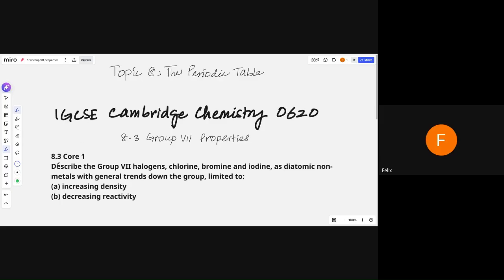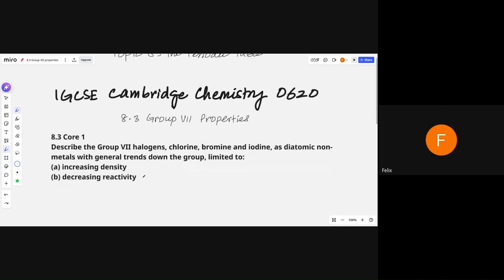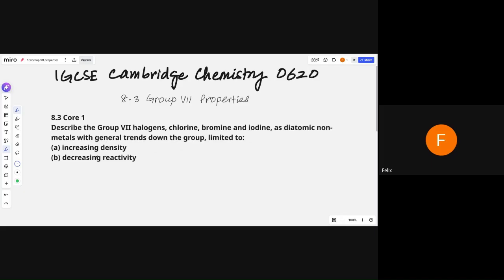In this topic, we do not have any topic related to the supplement section or extended syllabus. So all these topics will be assessed for core and extended students. Describe the group 7 halogens. Group 7 is halogens, and they include fluorine, chlorine, bromine, and iodine as diatomic non-metals, with general trends down the group limited to increasing density and decreasing reactivity, right?